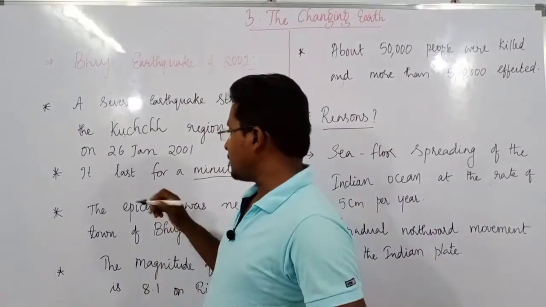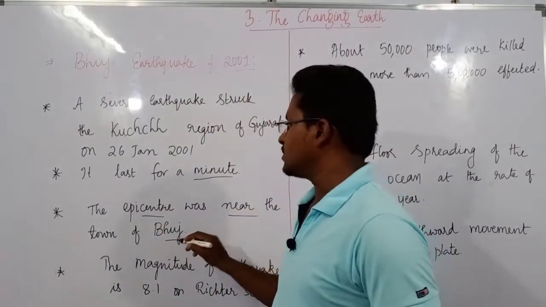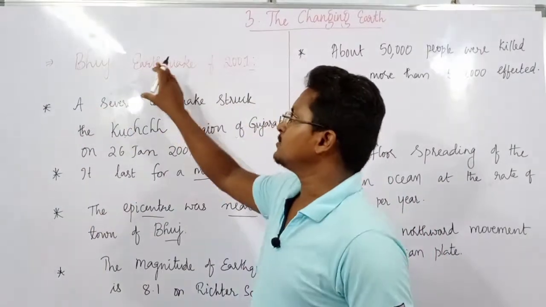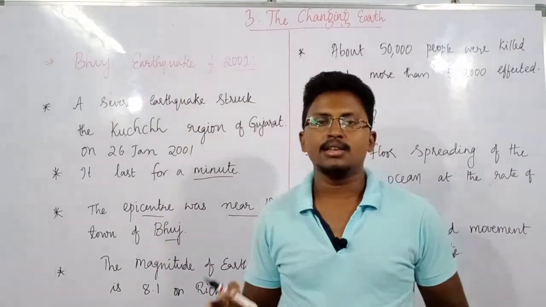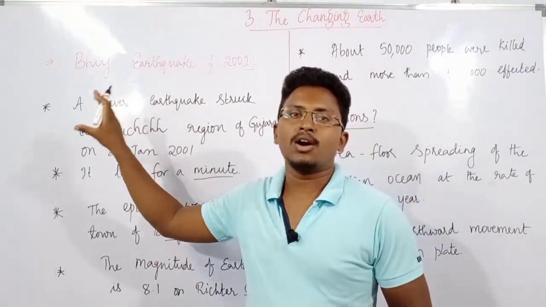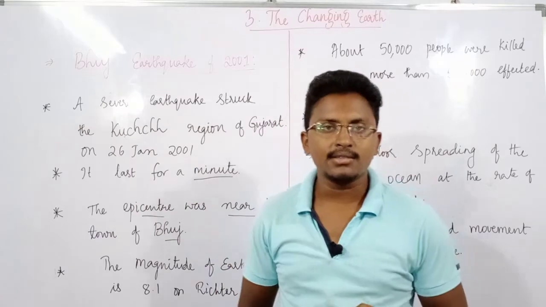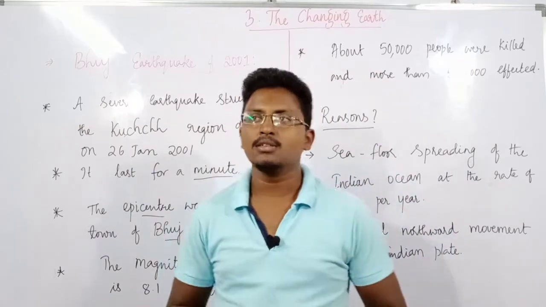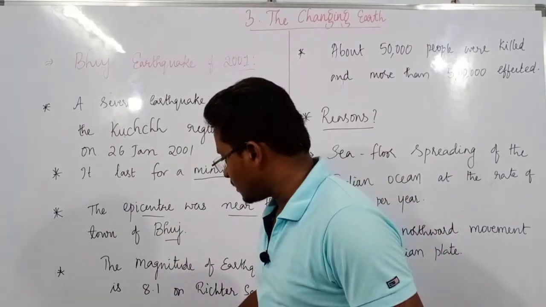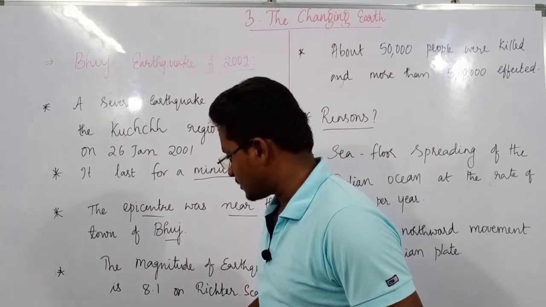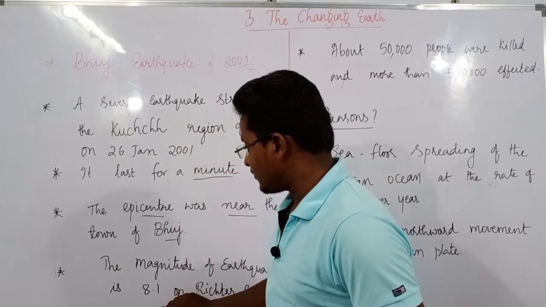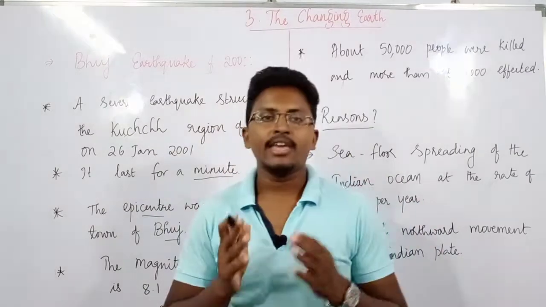Then the epicenter of the earthquake was near Bhuj. As I told you, it is mentioned as Bhuj because the epicenter is near a town known as Bhuj. We have already discussed what the epicenter and the focus are. Inside the earth, the place where it occurs we call the focus. On the surface of the earth, we call it the epicenter.